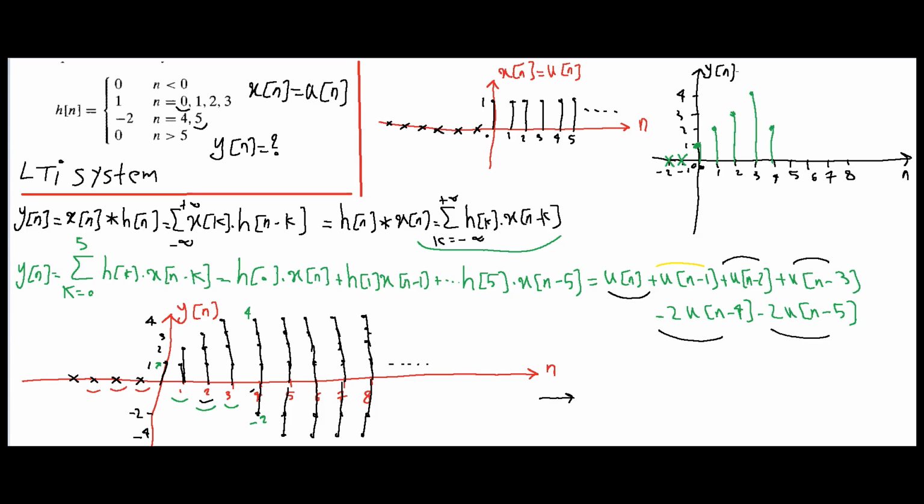At n equal to 4, we have a value 4 and a value minus 2, and their sum becomes 2. At n equal to 5, we have 4 and minus 4, and the sum becomes 0. And for the times after that, it will also be 0.